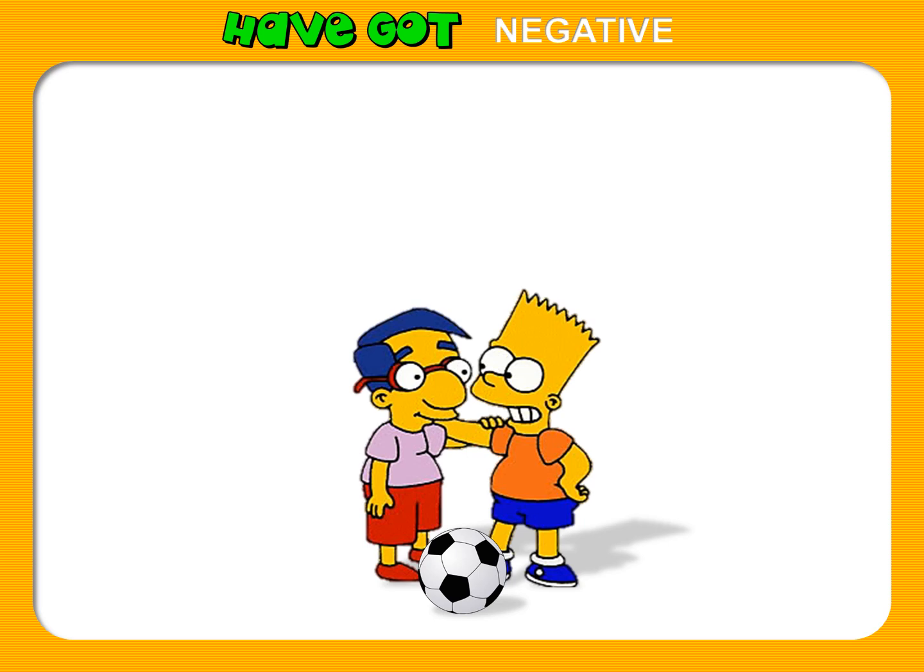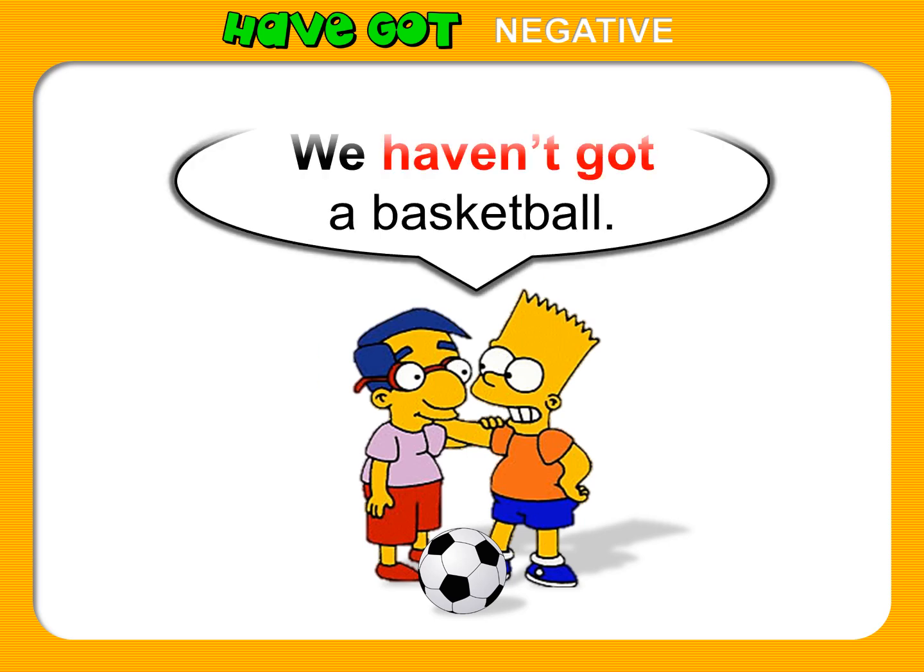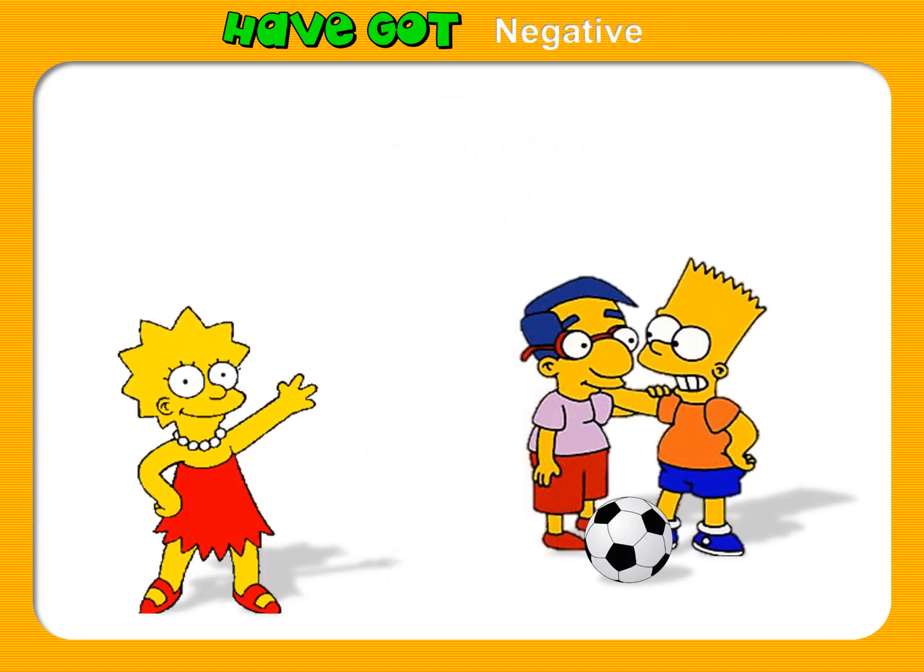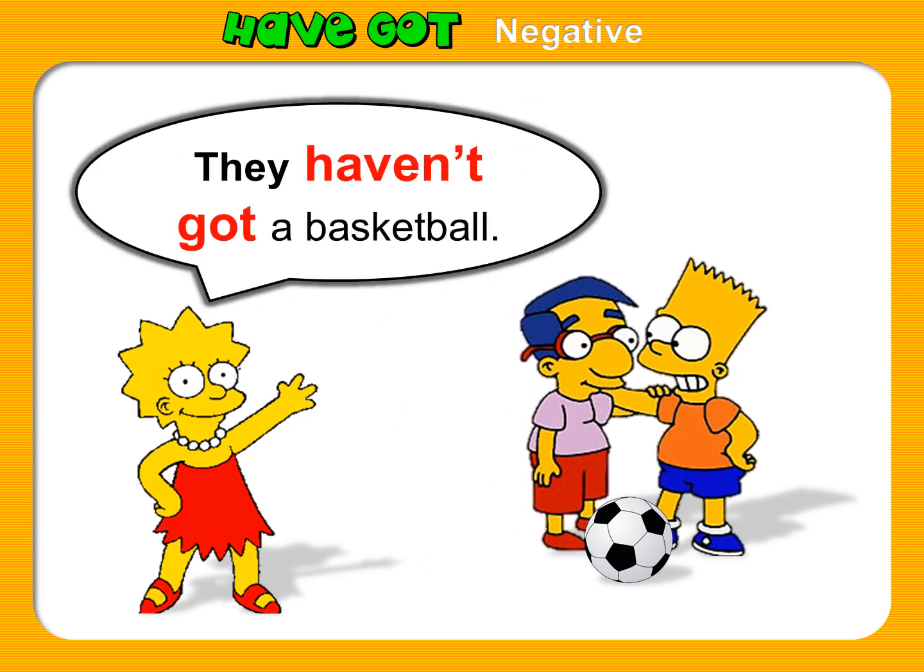What about this one? We can say it in the negative form. I can say what? We haven't got a basketball, but we have got a football. Yes, we haven't got a basketball. What about this one? They haven't got a basketball, but they have what? A football.